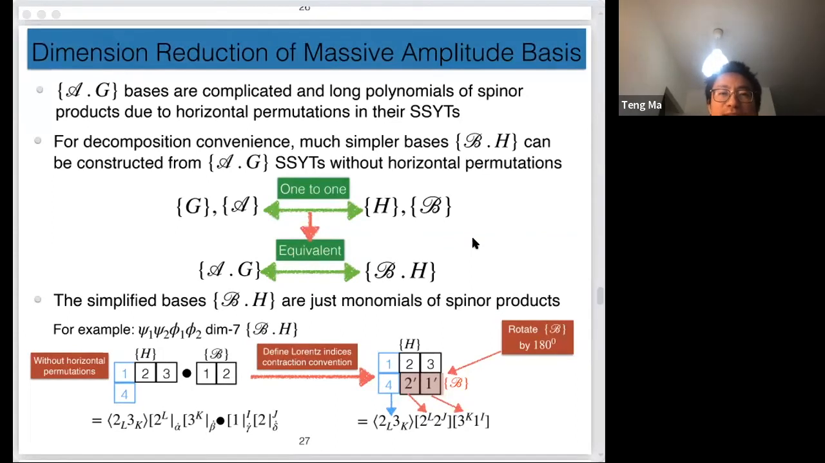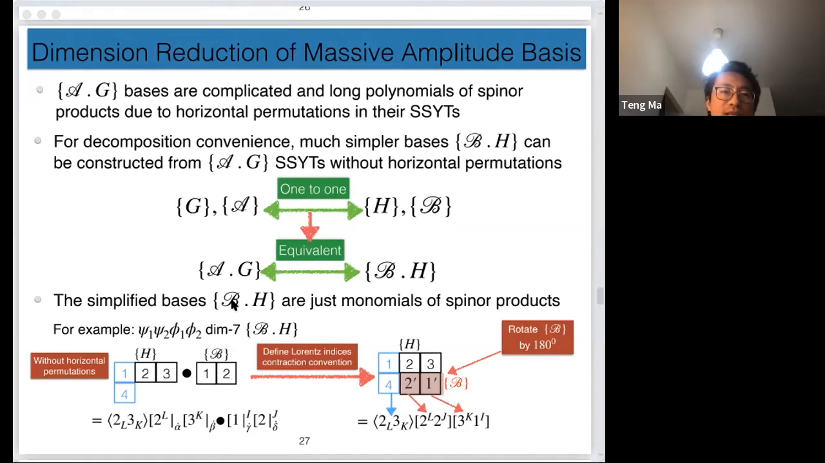Since AG basis are always complicated and are long polynomials of the spinor products because of the horizontal permutation in the algebra, for decomposition convenience, we find that a complete set of much simpler BH basis can be constructed from the semi-standard Young tableau without considering the horizontal permutation symmetry. These two sets of bases are equivalent. This is because the Young tableaux of the G and A basis without horizontal permutation correspond to an independent H and B basis. After H and B basis contraction, the BH basis are definitely independent since the numbers of the AG basis and G basis are the same. So these two kinds of basis should be equivalent.